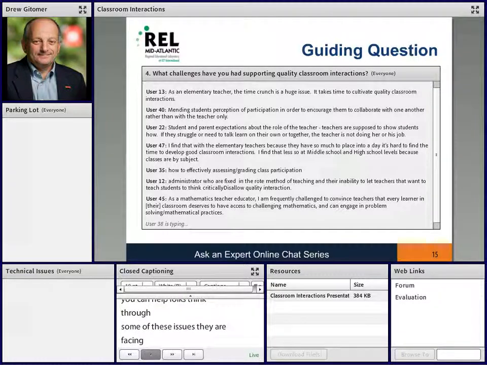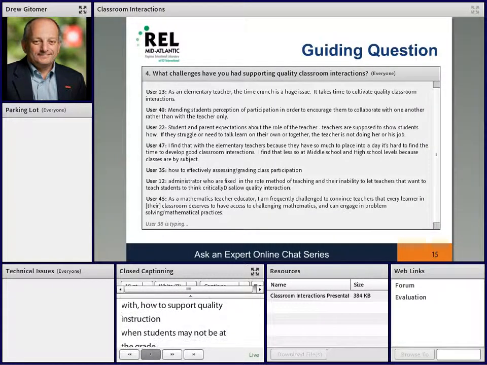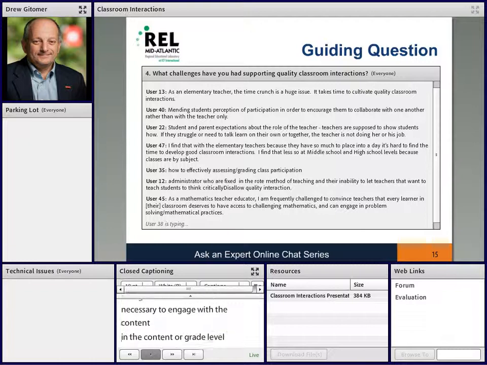Previous knowledge, prior knowledge, what the students are coming in with. I think that's something all teachers struggle with: how to support quality instruction when students may not be at the grade level or may not have the background necessary to engage with the content or grade level that's being taught. Do you have any thoughts on that?